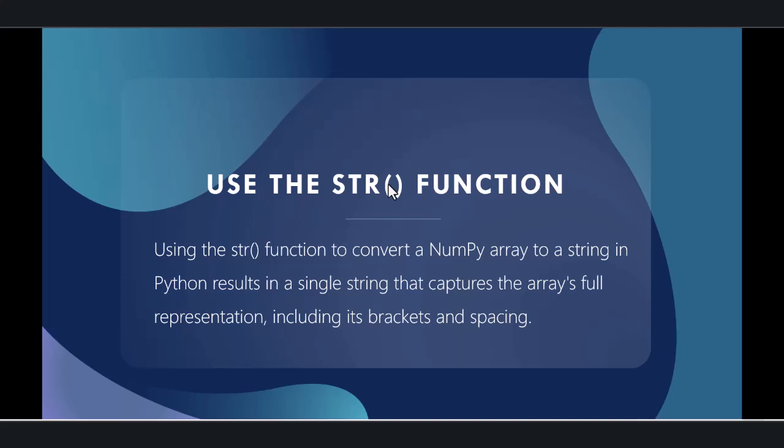Using the str function to convert a NumPy array to a string in Python results in a single string that captures the array's full representation including its brackets and spacing. While converting array to string, as you know, the array will consist of two square brackets starting and ending, and the values will be present inside the square brackets. Here, by using str function, if we convert that array to string, it will give a single string and it will capture the full representation of that array, which includes brackets and spacing also in the converted string. We'll see how this happens in an example.